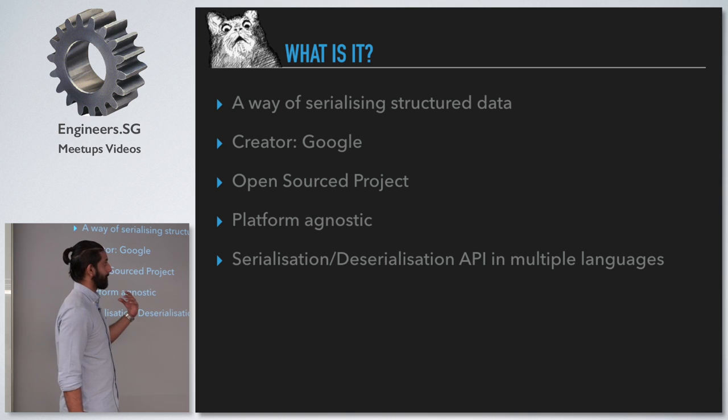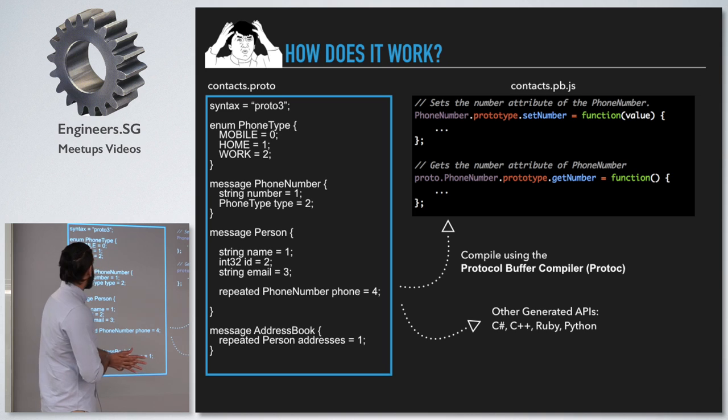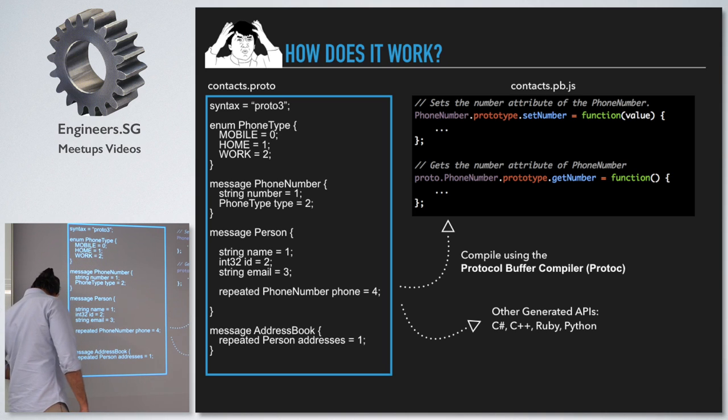Now that you know what protocol buffers are, let's take a look at what it looks like. To get started, you would need to have three things. One is generated, two are required. First, you have your protocol file. Think of it as your schema. If you look at it carefully, it's quite easy to understand. Syntax just means that I'm using protobuf version 3. Then here I'm describing an enum to say that there are three types of phone numbers. And then everything is a message, as you can see.